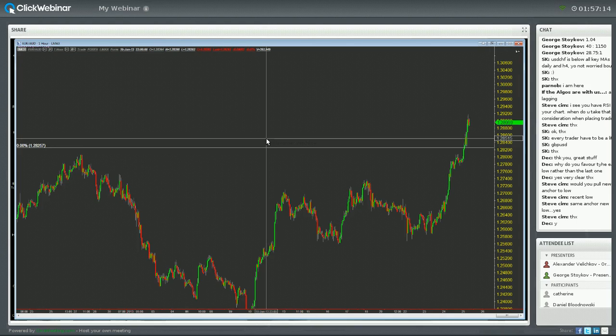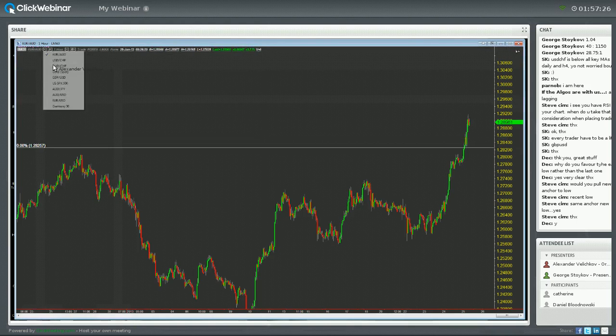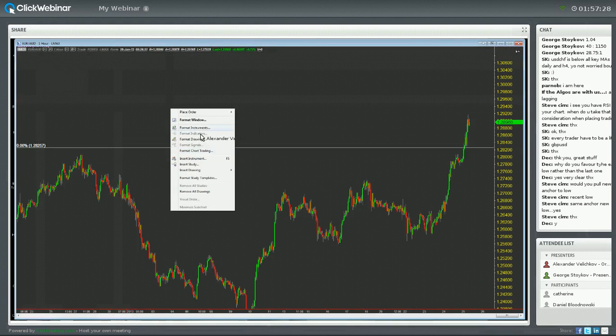Yeah, just on a fundamental view, Aussie getting offered very low, nothing as support actually below us on the Aussie, and Euro getting a serious bid. Let's go back to our gold chart.